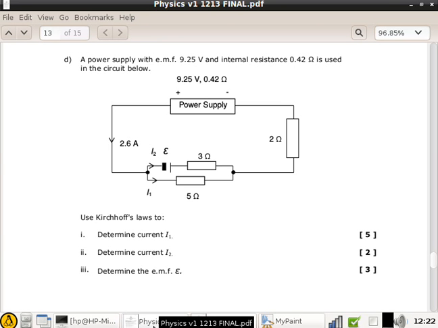3 I2 or 2 I2? Is that 3? Yeah. Now we go here, and what happens? You lose. So minus 2 times 2.6, 5.2. And then here is minus 2.6 multiplied by 0.42. What's that? 1.092 equals 0. Okay.